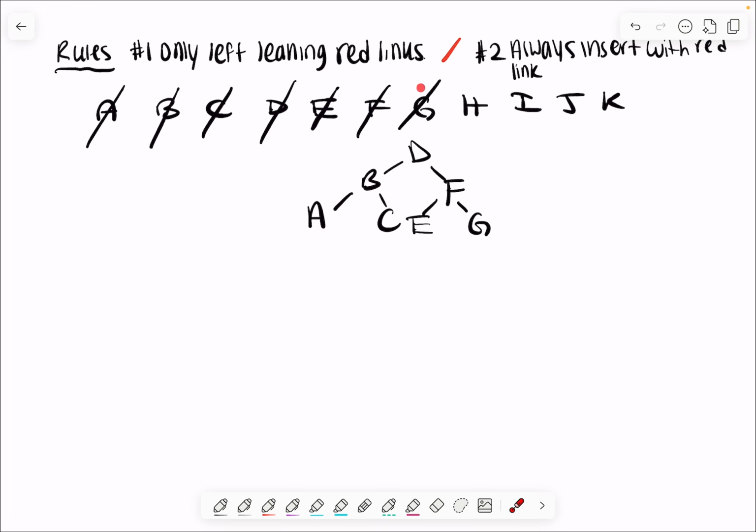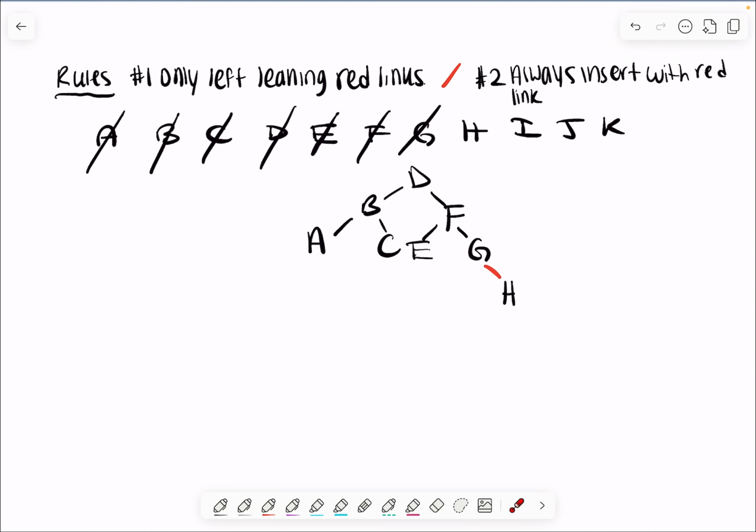Then we insert H. H comes after G, so to the right of G, we insert with the red link. We can't have this because it's a right-leaning red link. We need to make it left-leaning. So I would have to do a rotation.